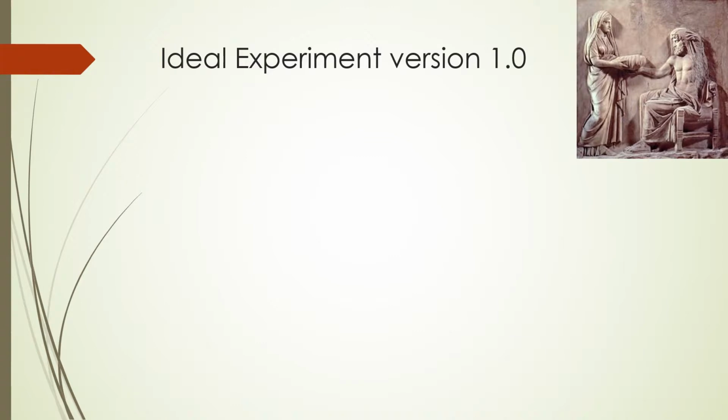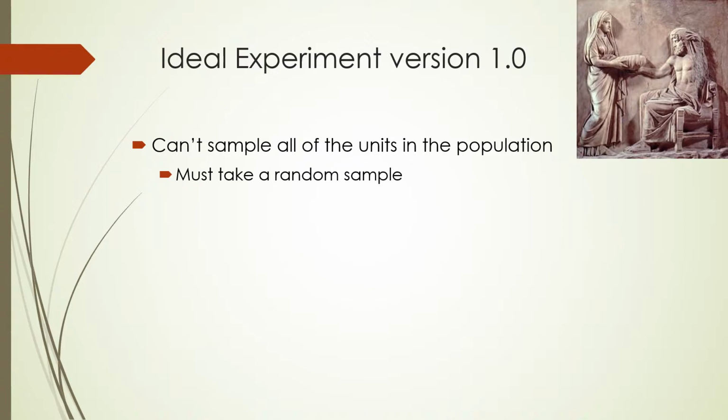Now we'll look at a situation where we can't sample the entire population. We'll refer to this as the ideal experiment version 1.0. So assume now that Iea goes to Zeus and he says, you know, our budget is a little bit tight this year. I don't have enough to give you the ability to sample all of the units of the population, so you're just going to have to take a random sample.